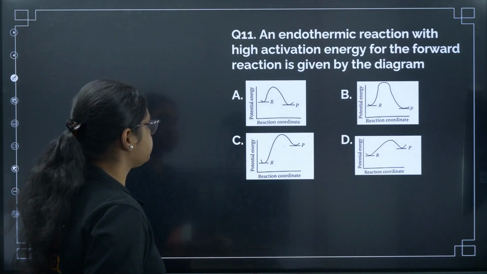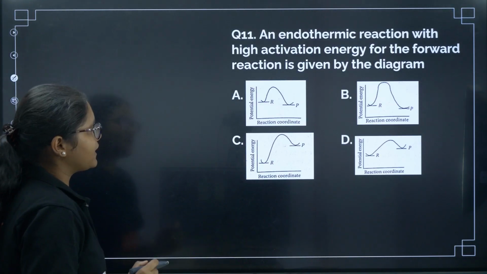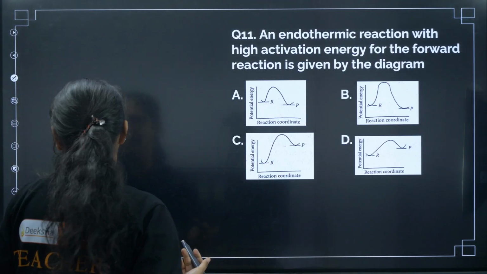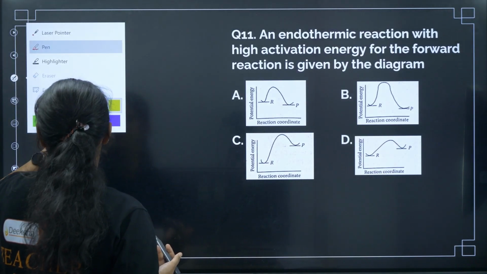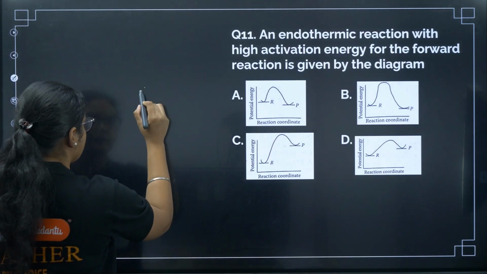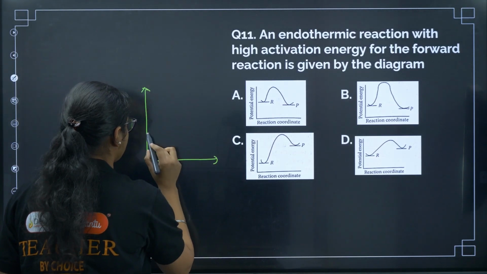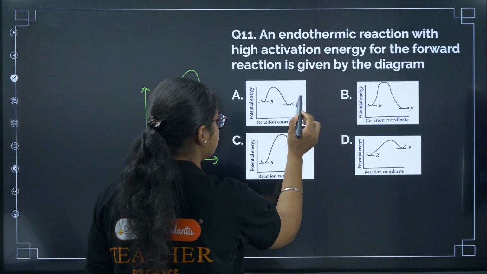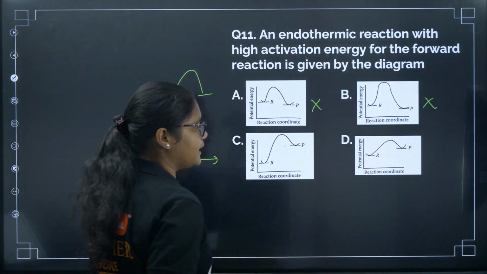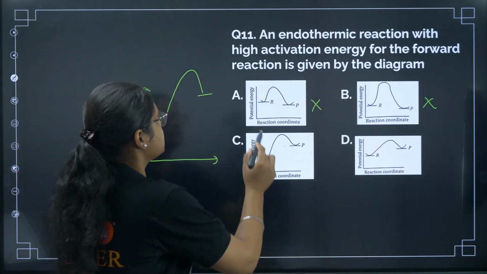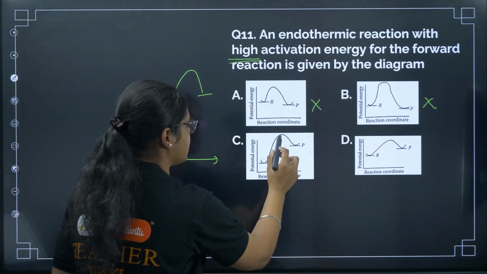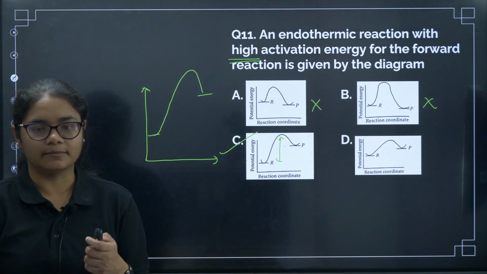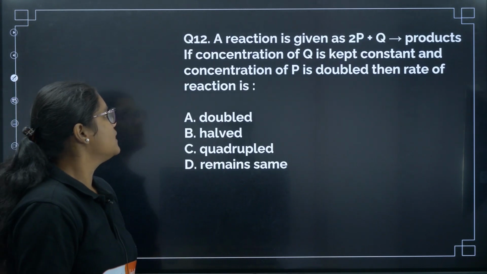Next question. An endothermic reaction with high activation energy for the forward reaction is given by the diagram. Okay, so if you know this one, in endothermic, the product energy will be higher, right? So the diagrams where product energies are less can be eliminated. Now the question has also mentioned high activation energy. So here the activation energy is very high. So the correct answer for this question will be option number C. Okay, very easy one.